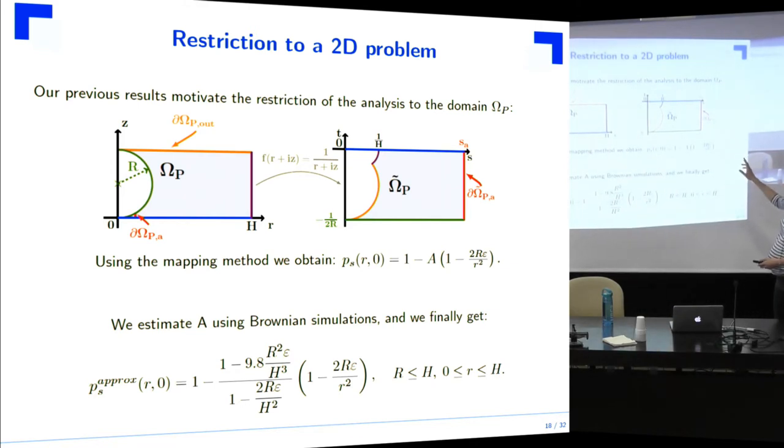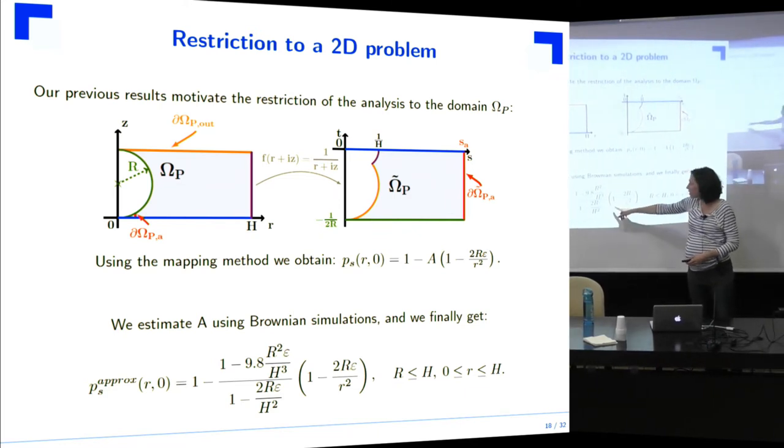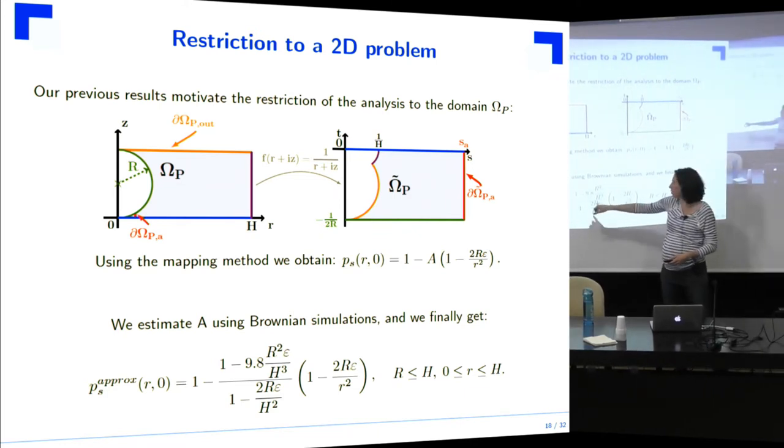So instead of doing that, which is not that easy, I choose to estimate A using Brownian simulations. And I could finally get this equation, where I could derive the dependencies of A on R and epsilon and H, and then just fit this parameter using MATLAB.